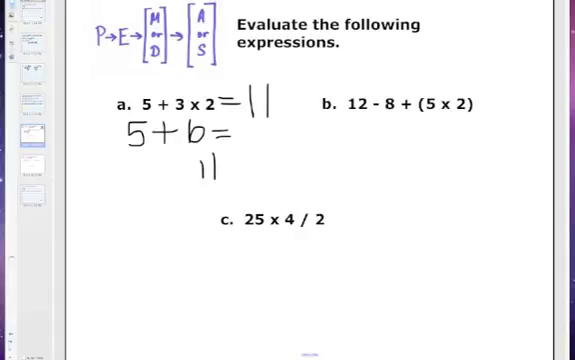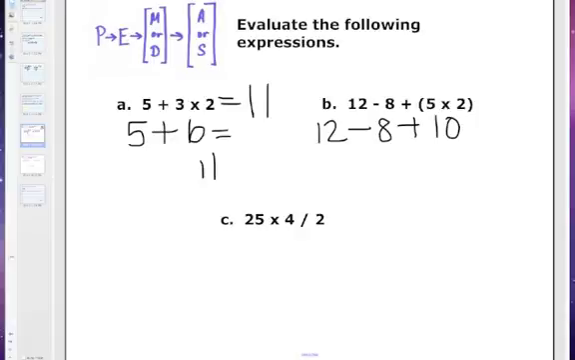The next expression is 12 minus 8 plus 5 times 2 in parentheses. So I start with my order of operations. Parentheses is first, so I solve what's inside these parentheses. 5 times 2 is 10, and I bring down the rest of the expression. I've taken care of parentheses. Now I check if I have any exponents. I have no exponents. Now I check for any multiplication or division, of which I have neither.